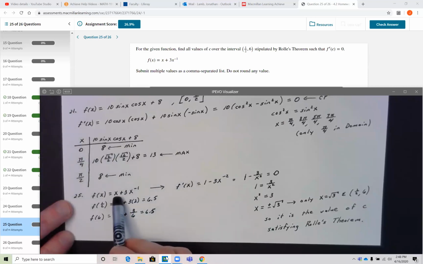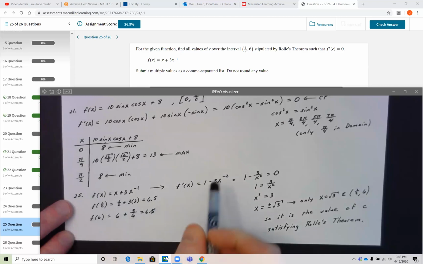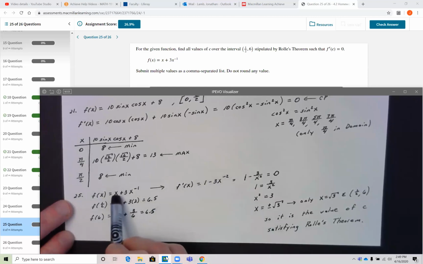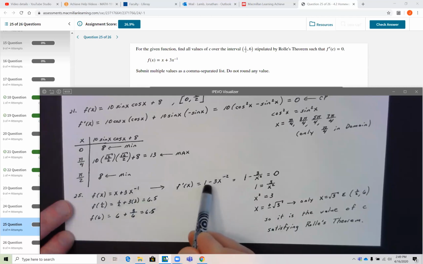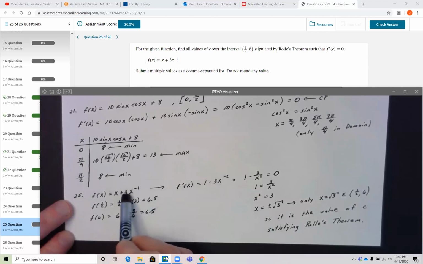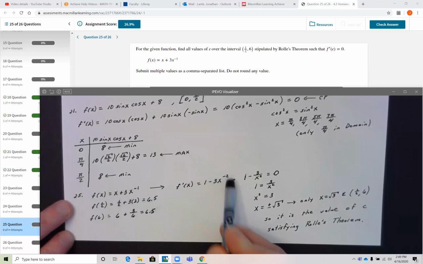When I do that, I get 6 plus 3 times 6 to the negative 1, that means 3 over 6. Again, that's going to be 6 plus 1/2, 6.5. So I get the exact same y value no matter which endpoint. That means this function begins and ends at the same point. If that's the case, the derivative has to be 0 for some x value that we call c in between 1/2 and 6. So I take the derivative. The derivative of x plus 3x to the negative 1 was 1, and then, of course, I had to bring the negative 1 down to get the minus 3x to the negative 2. That's better written as 1 minus 3 over x squared.